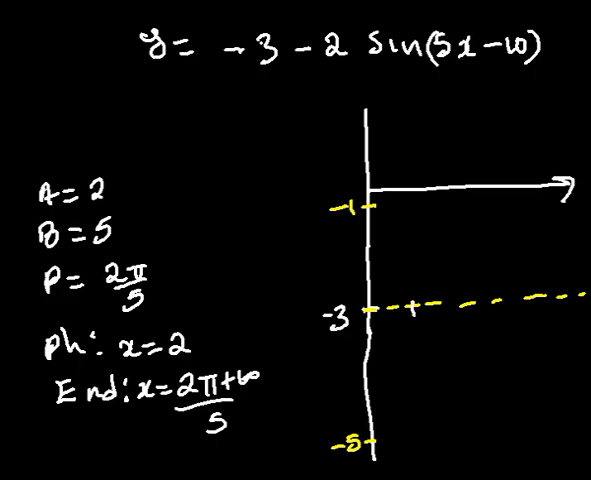Let's say this is the point. So 2 pi over 5, and the graph is ending at the point 2 pi plus 10, divided by 5. Then I should divide the space into 4 equal parts. Let's say this is the middle part, and here as well as here.